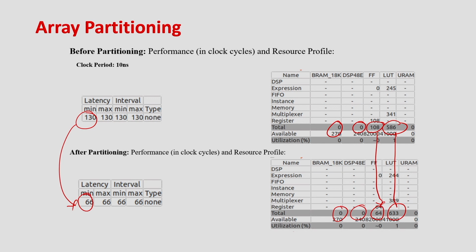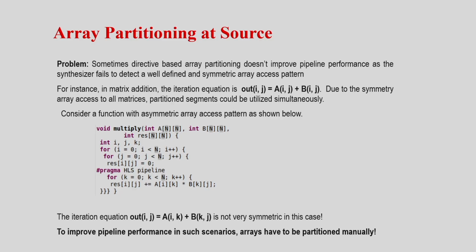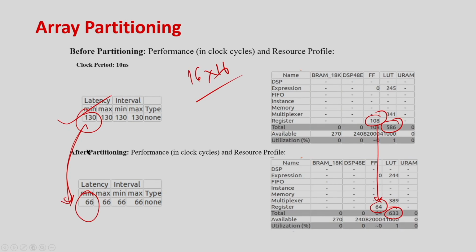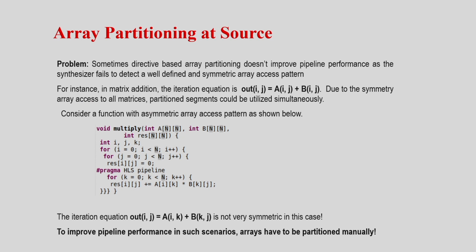Now, array partitioning is something the HLS tool does. You can just apply these array partitioning pragmas and do that, but sometimes the tool is not able to decide, or it may be difficult for the tool to partition if the access is not so symmetric, and the classic example is matrix multiplication, right. So, let us try to understand how we can partition the arrays so that matrix multiplication benefits.